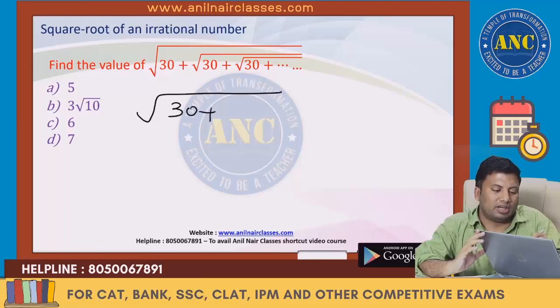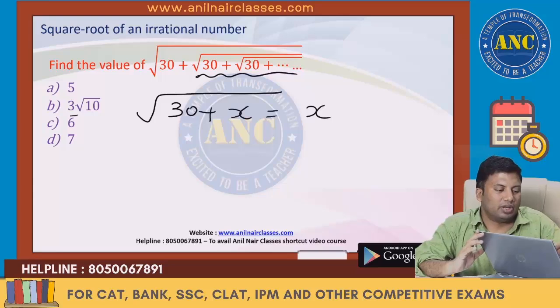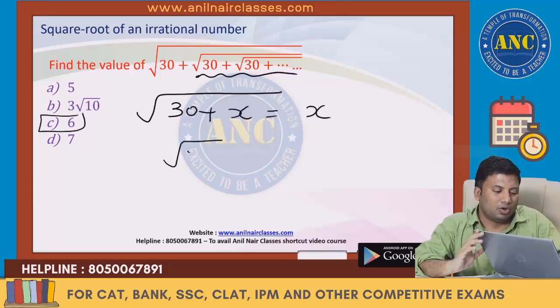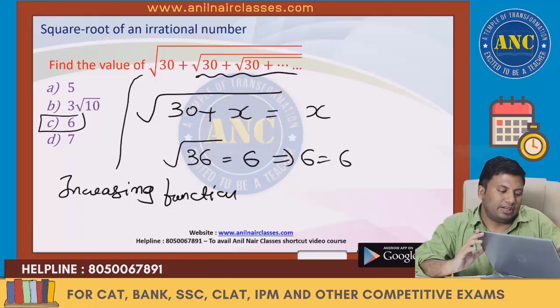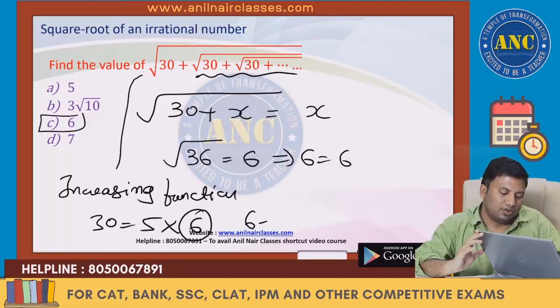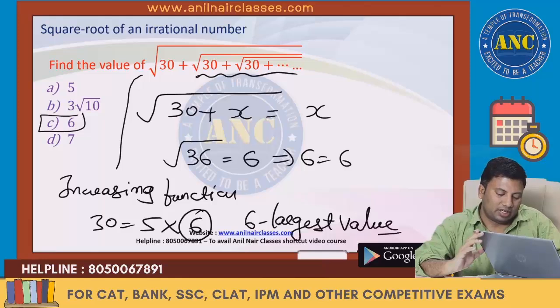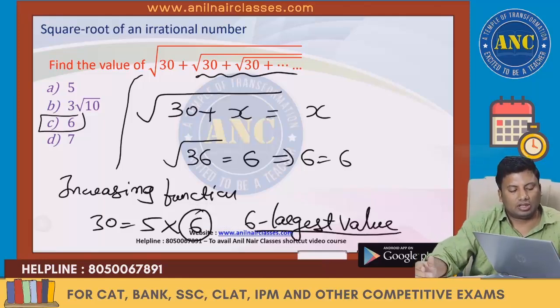√(30+...). Again, whatever it is under the root is nothing but x. If I substitute it, √36 = 6, so 6 = 6. It is satisfying. Or otherwise, this is an increasing function. If it is an increasing function, 30 is nothing but 5 × 6. Take the largest value. The largest value is nothing but 6.